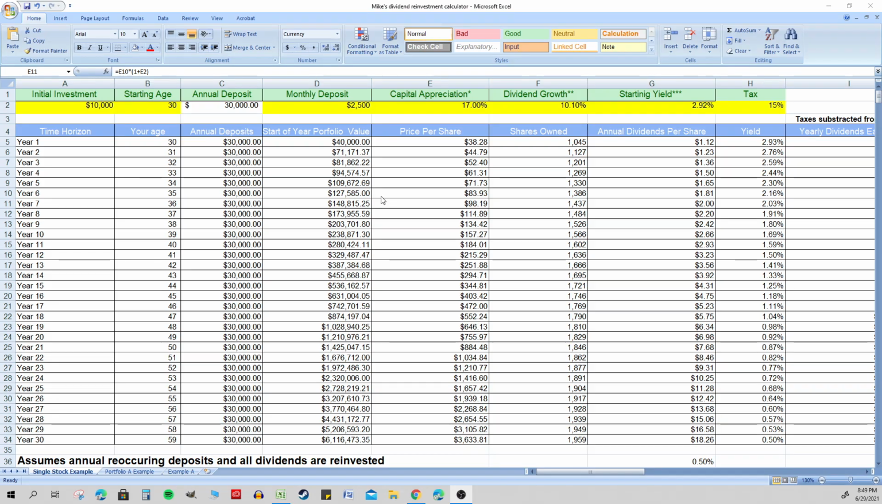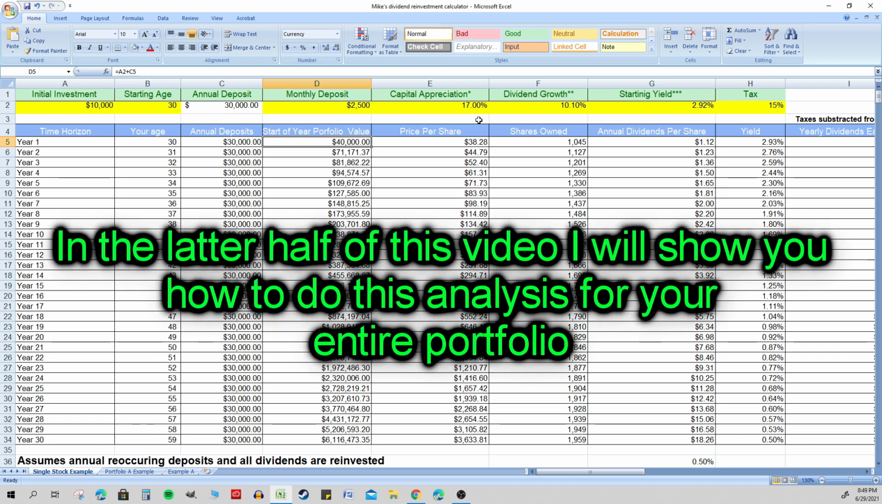Now, I know that is like financial suicide in terms of risk management. You would never do that. And I know you guys are smarter than that. But for the sake of understanding how this spreadsheet works and how the numbers work, I think just by looking at a single stock example will help us with that tremendously. So we're going to look at that first.